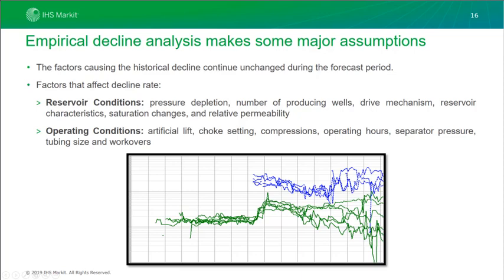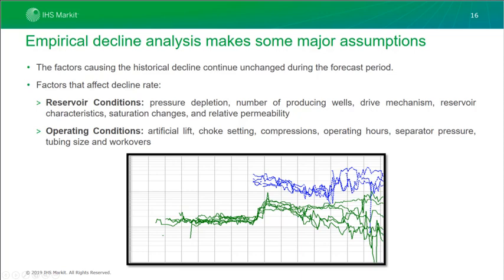Now, empirical decline analysis does make some major assumptions. The factors causing the decline remain unchanged during the forecast period. Factors that affect the decline rate are reservoir conditions such as reservoir pressures, production from neighbouring wells, relative permeability, as well as operating conditions such as wells with enhanced oil recovery techniques or stimulation, tubing sizes, etc.